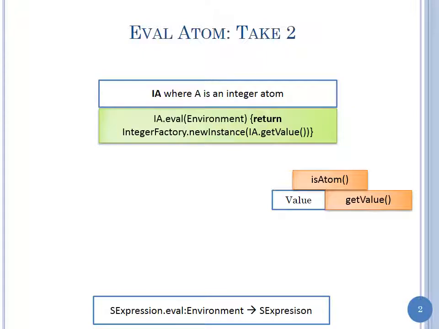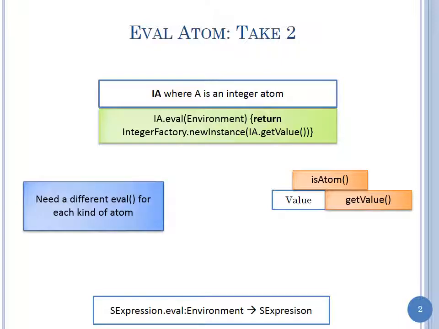And we now have to do something different for each kind of atom. Okay, for an integer atom, we have to call an integer expression factory. For a double atom, we have to create a double expression factory, and we have to do integer factory.new instance a.getValue. Okay, assuming a is not an identifier, I should have mentioned that. Okay, so is it? Okay, so we need a different eval for each kind of atom.